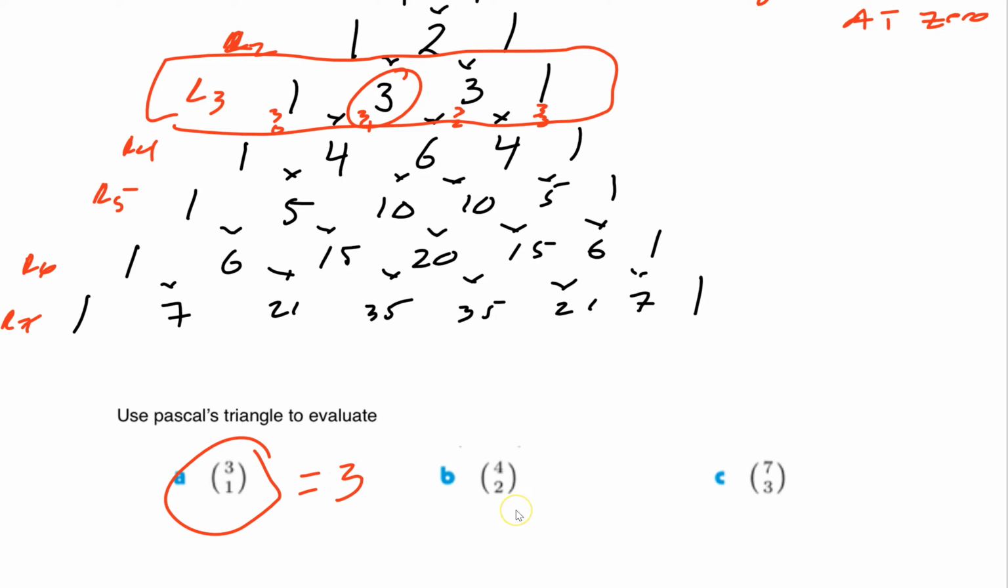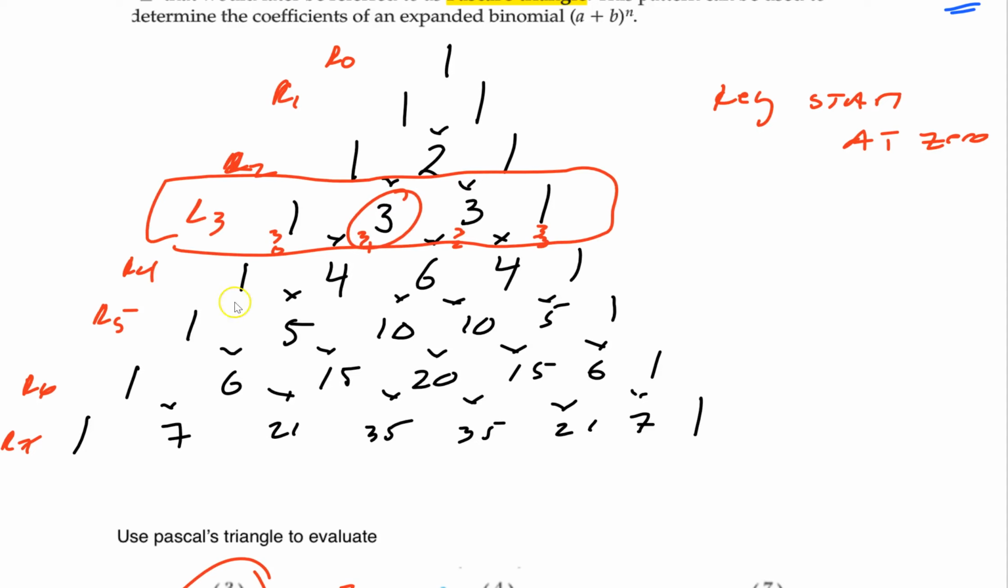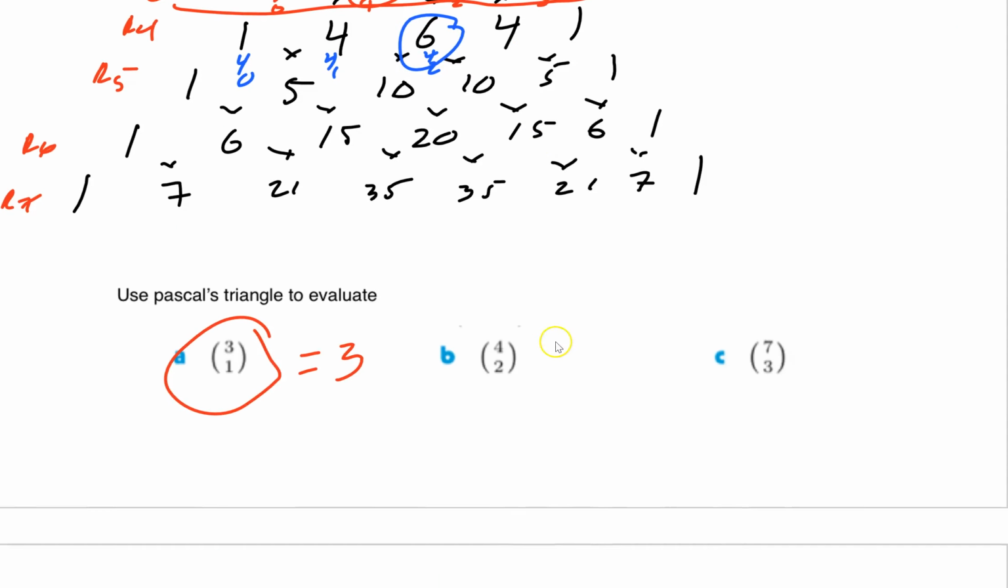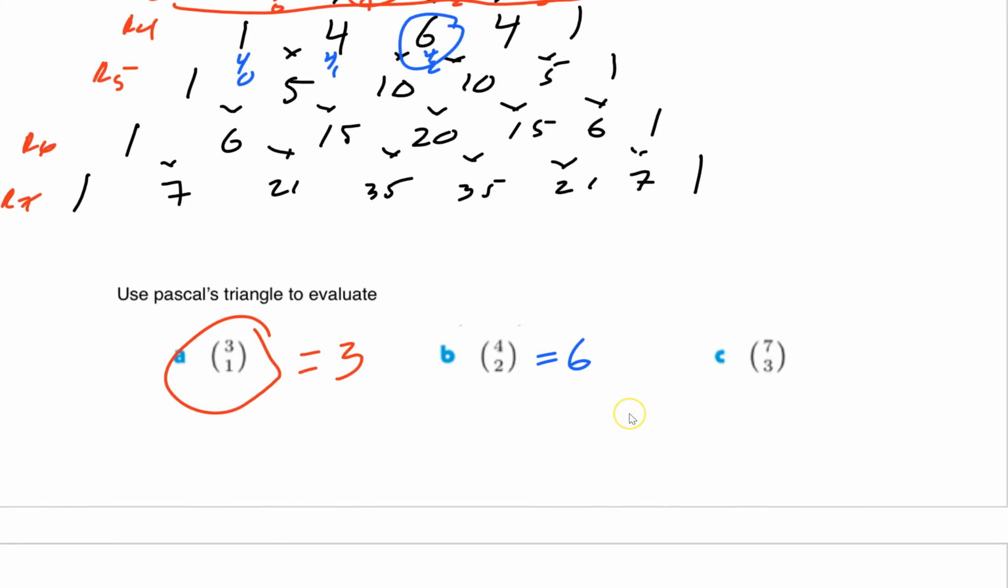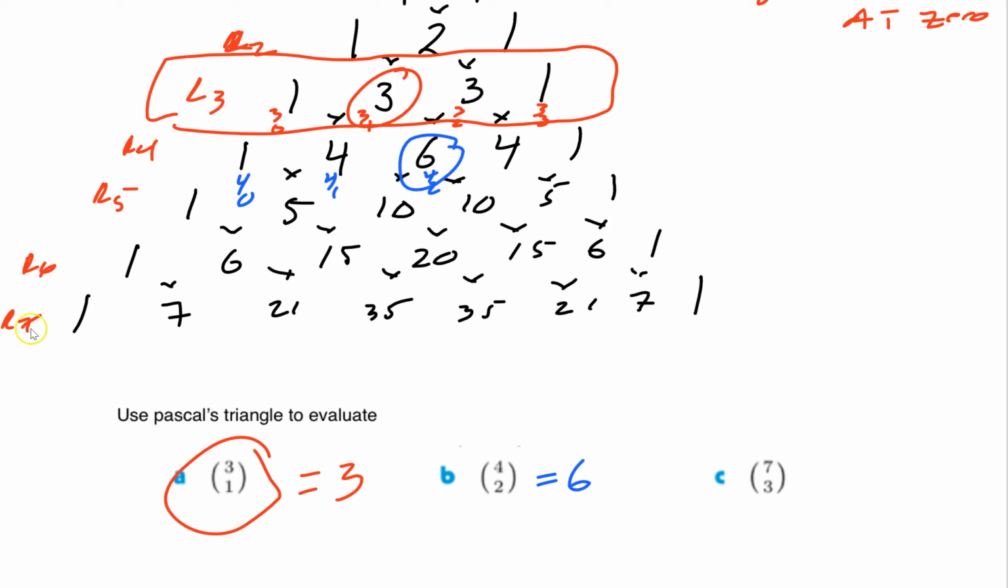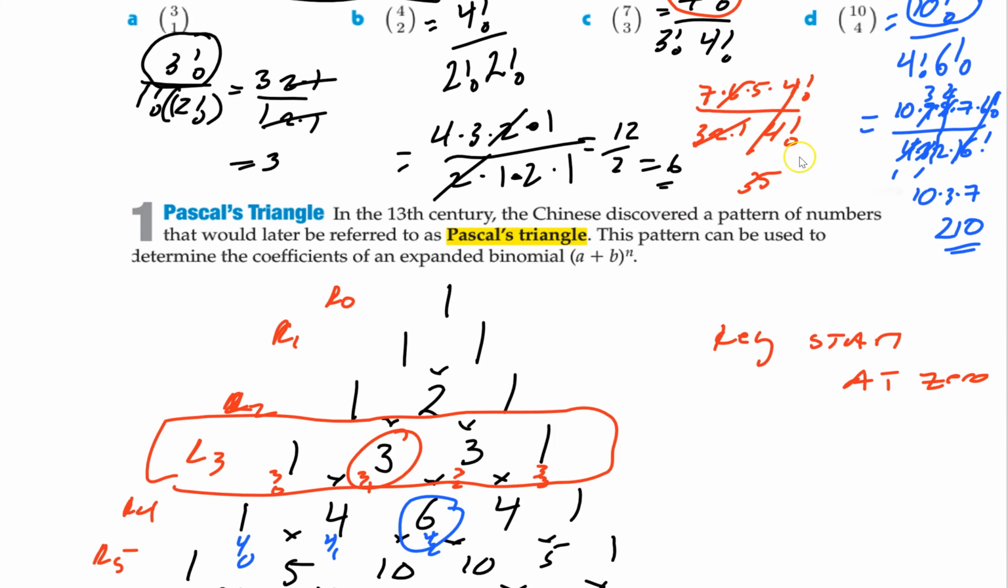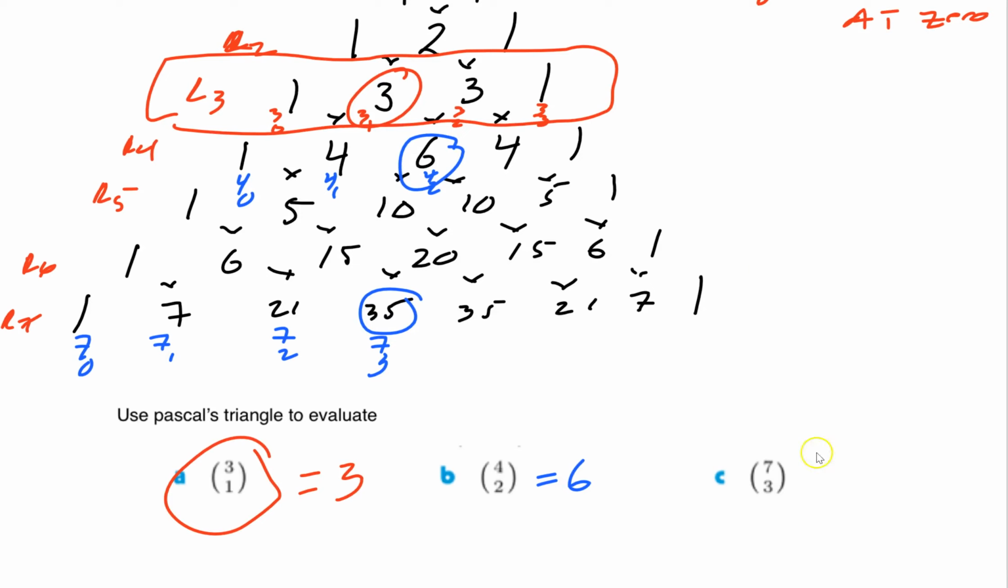Now let's look at 4 choose 2. So row 4: 4 choose 0, 4 choose 1, 4 choose 2. So 6. Same thing I got up here. And then the last one there, 7 choose 3. So here's row 7: 7 choose 0, 7 choose 1, 7 choose 2, 7 choose 3. 35. Just like I got up there. So that's another way of doing it.